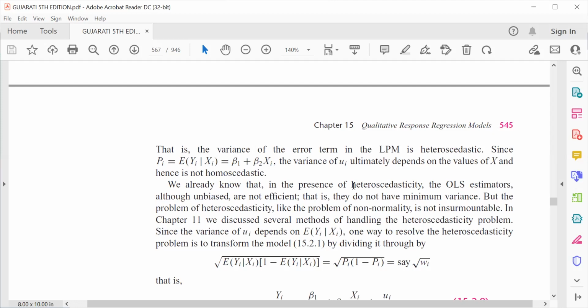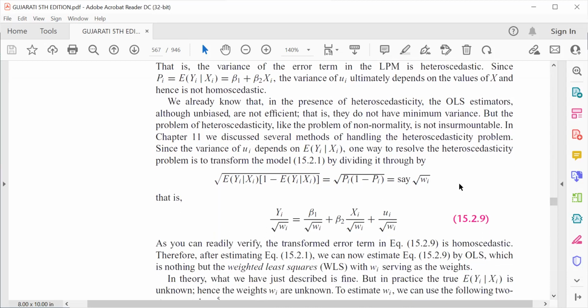We already know that in the presence of heteroscedasticity, the OLS estimators, although unbiased, become inefficient, because the parameters do not have minimum variance. If the problem were only heteroscedasticity, we could directly use OLS. However, the problem of non-normality is not surmountable. In chapter 11, we discussed several methods of handling the heteroscedasticity problem. We can transform the data into weighted variables, and after transforming the data, we can use the OLS method directly to estimate the parameters of the equation.